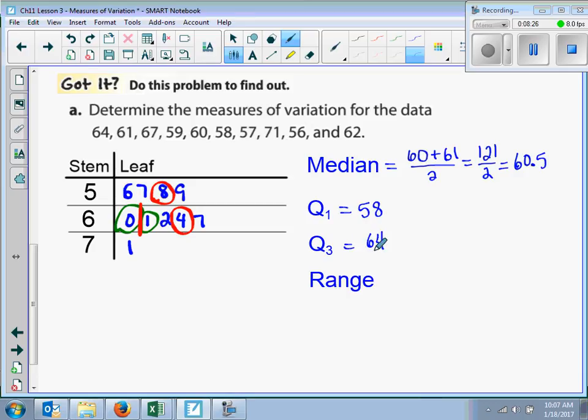64. And then the range is the difference between the highest number and the lowest number. So what's the highest number? 71. And what's the lowest number? 56. So the range, we have 71 minus 56. So 71 minus 56 is equal to? Got it?